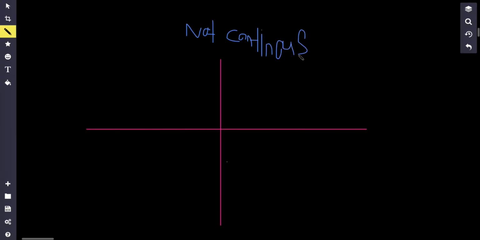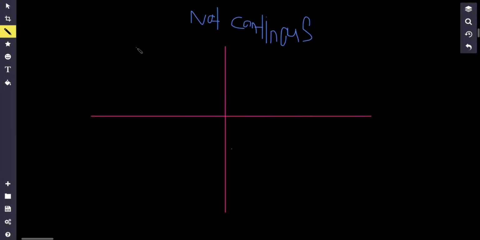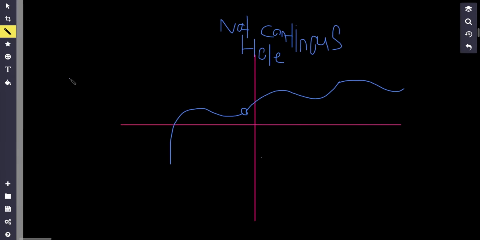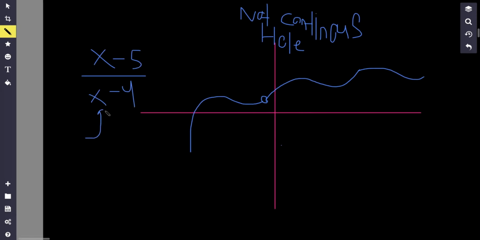So the first scenario is when you have something known as a hole. When I draw out this function, a hole represents a point where the function isn't defined. For example, one example that we did for a limit problem, I forgot what it was, but let's just say (x - 5)/(x - 4). Notice how if I plug in x equal to 4 into the denominator, I get 0.